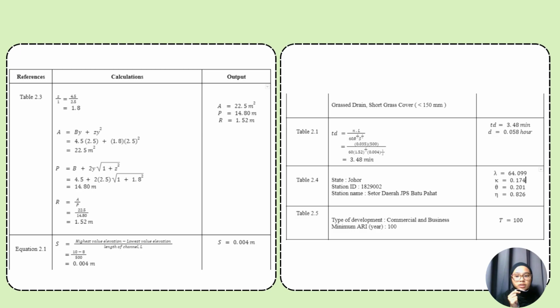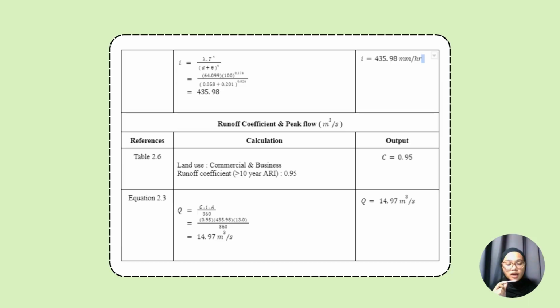Based on the state Johor, station ID 1829002 and station Institut Daerah JPS Batu Pahat, we can find our fitting constants dependent on the rain gauge location in the MASMA edition book. Next, we get T equal to 100 based on the ARI year for commercial and business. After getting all the information, we can calculate the average rainfall intensity, I. Our I is 435.98 millimeter per hour.